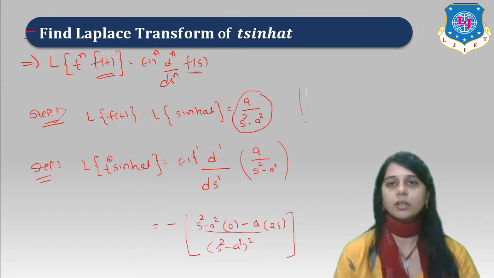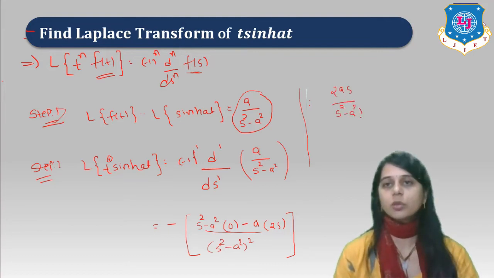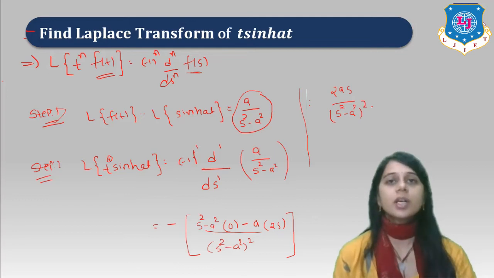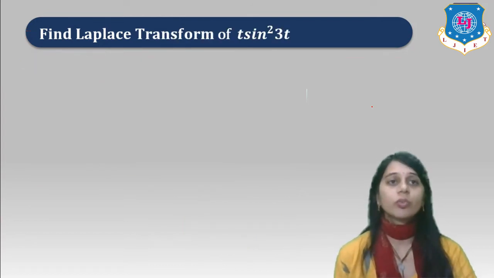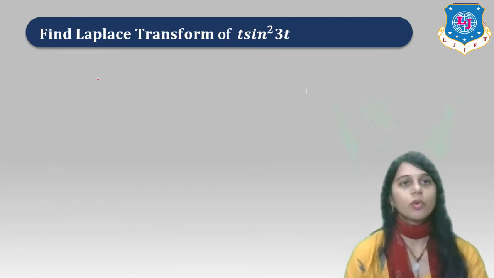So we get as an answer minus plus 2as upon (s square minus a square) whole square. So this is an example and the solution of the Laplace transform of t sinh at. Next, find the Laplace transform of t sin square 3t.